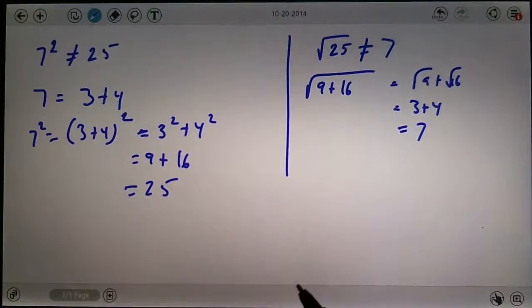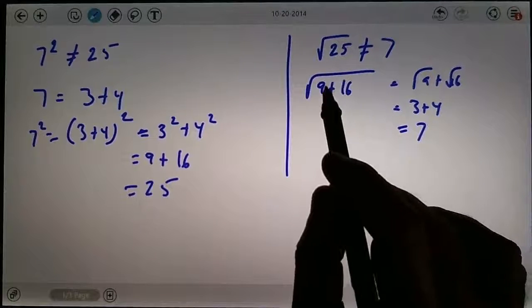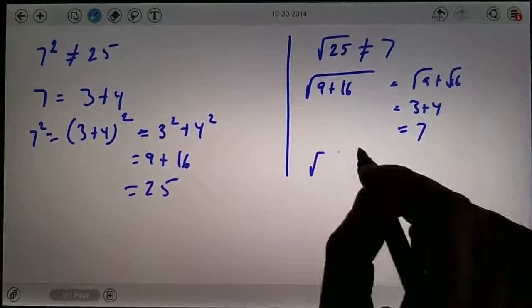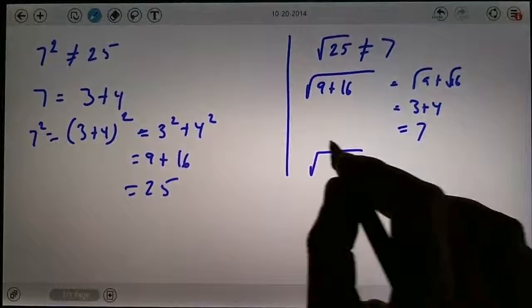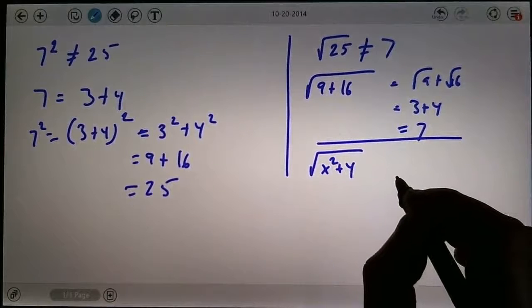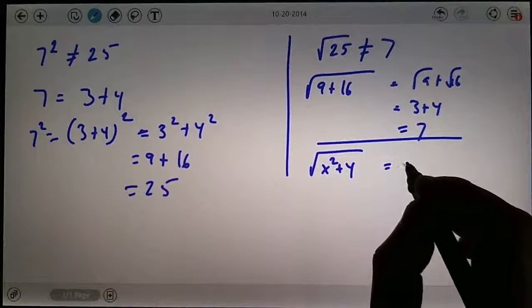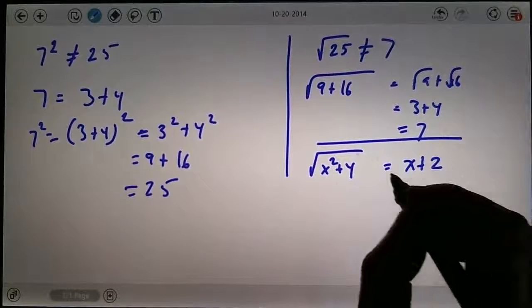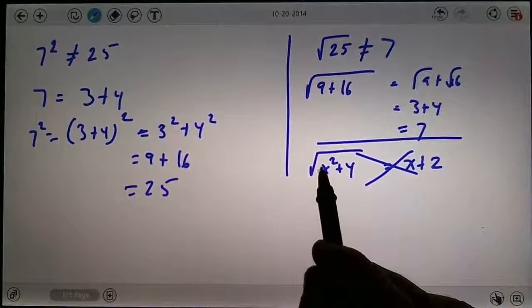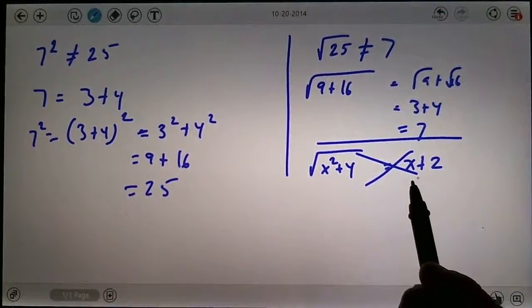Or why would people even be doing this? Generally, people don't make this mistake with numbers. They'd add the 9 and the 16, they get 25. But if they had something like the square root of x squared plus 4, they might be inclined to write it as x plus 2. But this is wrong. This is wrong. You can't just take the square root of a sum as the sum of the square roots.